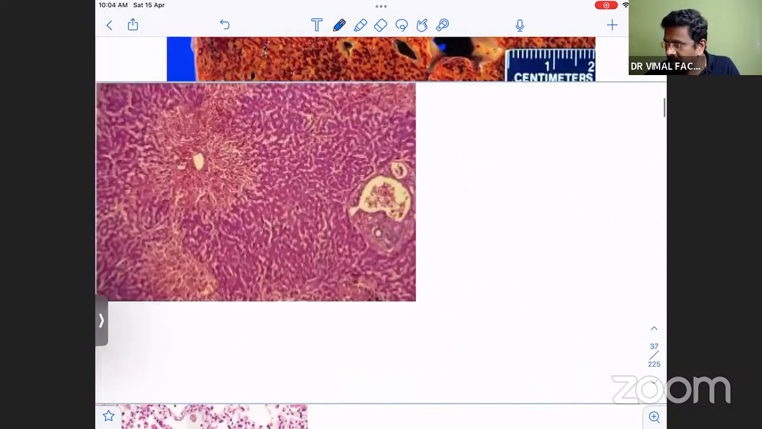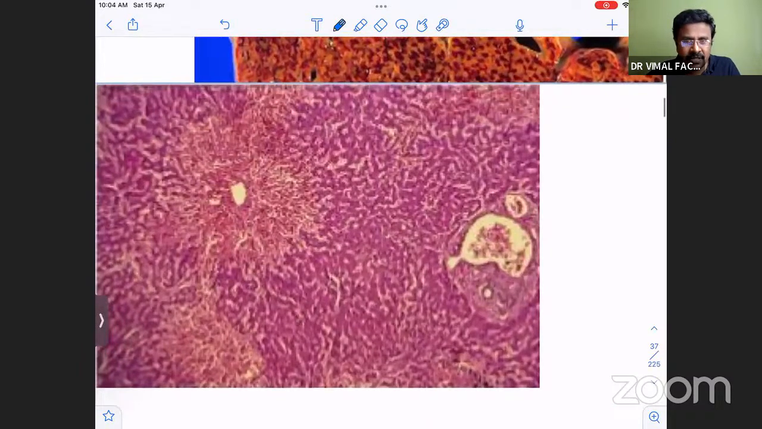So why does this nutmeg appearance occur? Because in congestive liver, what happens is that in the central vein, that is in the hepatic vein, congestion occurs. So the vein is getting congested. The hepatocytes surrounding this congested vein will be going in for this area.